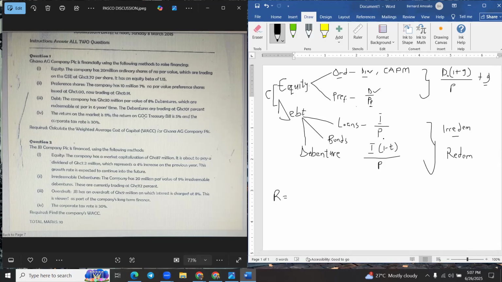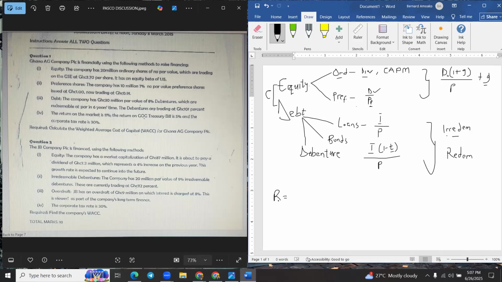And then when you come to the debt, it's always the interest. That is the irredeemable aspect of all the debt. It is the interest over the market price of the debt. Where there is an introduction of tax, like the question we have here, according to the first question, question number one, footnote IV, it means that the interest must suffer a tax.